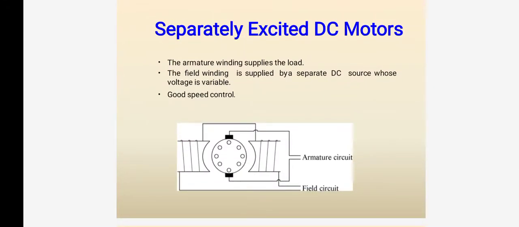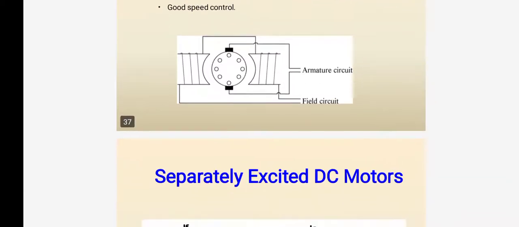Then you can go for the separately excited DC motor. You can see here the corresponding diagram of the separately excited DC motor. The armature winding supplies the load. The field winding is supplied by a separate DC source whose voltage is variable. It is usually used for good speed control.